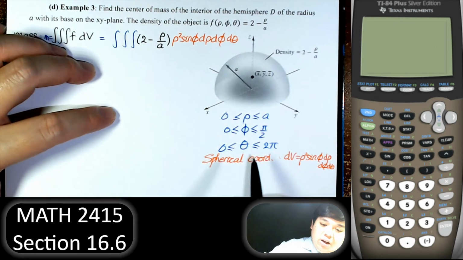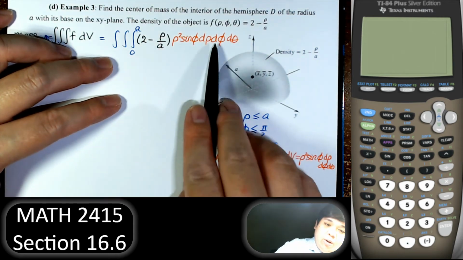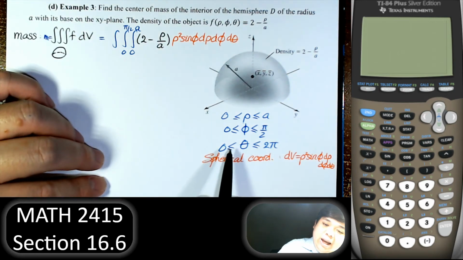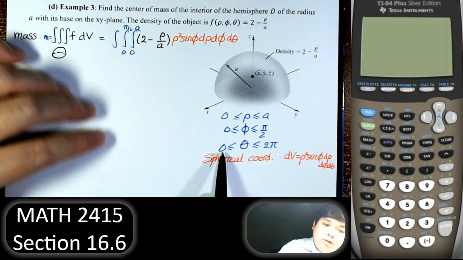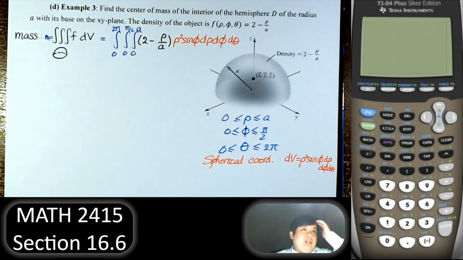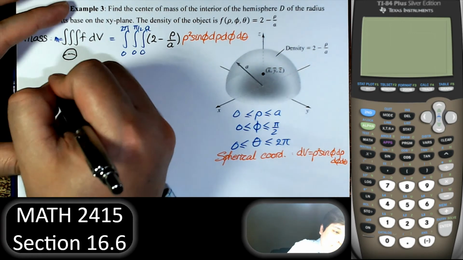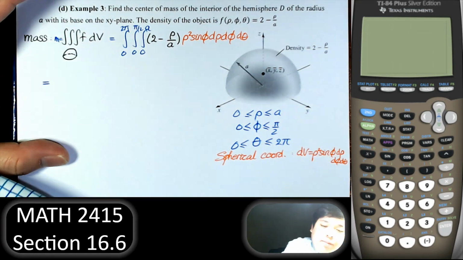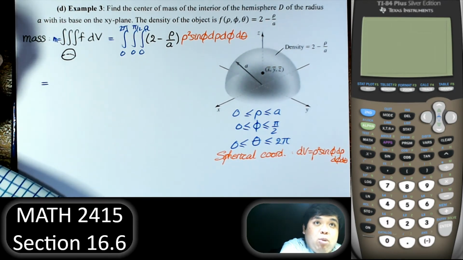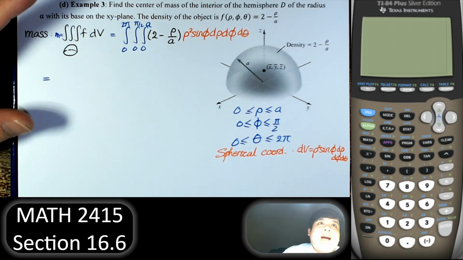So rho, the radius, goes from 0 to a. For phi, 0 to pi over 2, and for theta, 0 to 2 pi. So all the limits are constant, so it's good. The function is also separable, also good. Yeah, for this problem let's just find the mass and then one moment and one coordinate. That's all I mean. Doesn't look like I have enough space here.